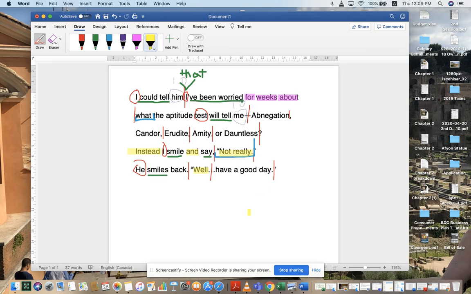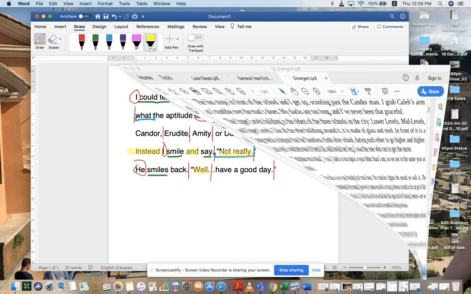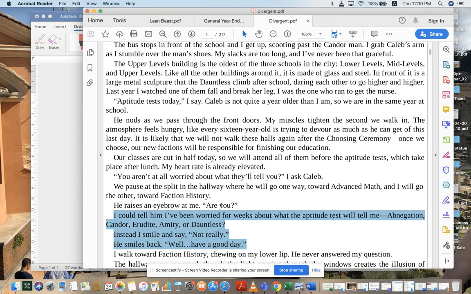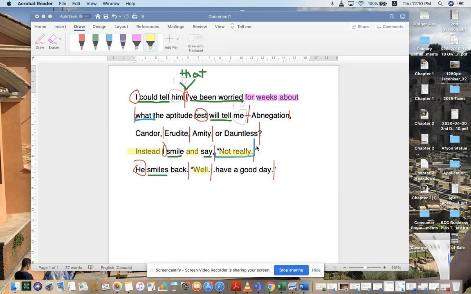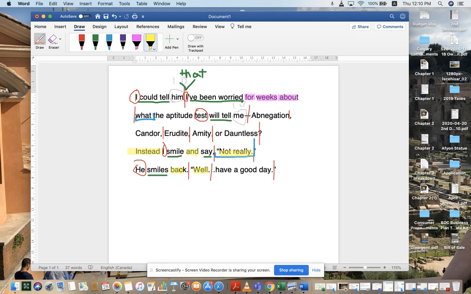There you go. From our previous sentence, she responds to a question that was posed. And what was posed before? Are you? Not really. Okay? Worried. Okay? So there you go, just in case you needed context there. And then he smiles back. Back is an adverb describing how he smiles or in which direction he smiles. Well, adverb. Have a good day.